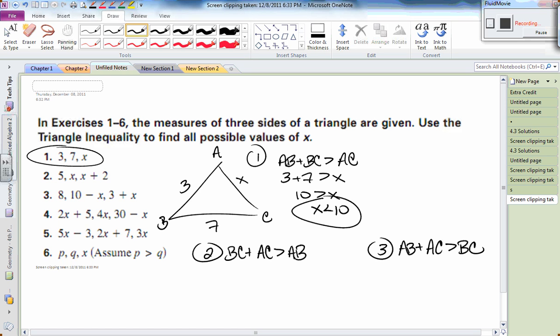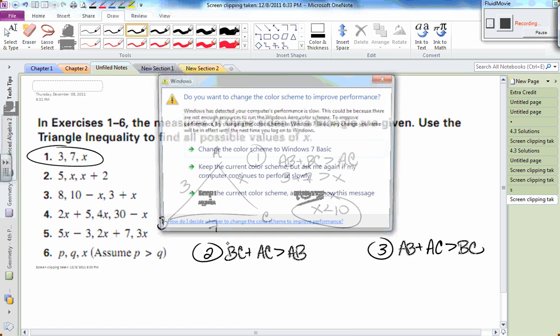So in order for AB plus BC to be greater than AC, AC has to be less than 10, and that should make sense because any two sides, their sum has to be greater than the third. 3 plus 7 is 10. So if x was 10 or anything larger, this couldn't be a triangle. The best we could do is connect them end to end in a straight line. So in this case, x has to be less than 10.